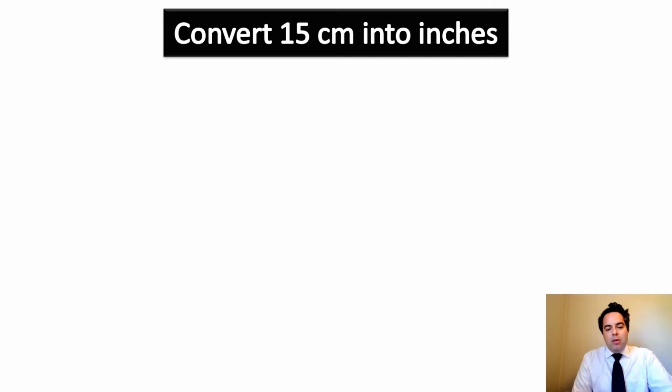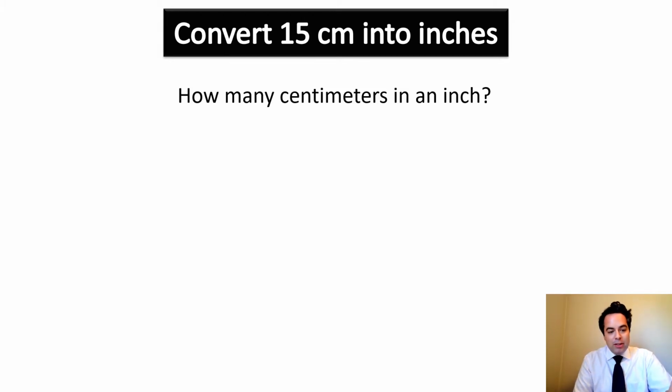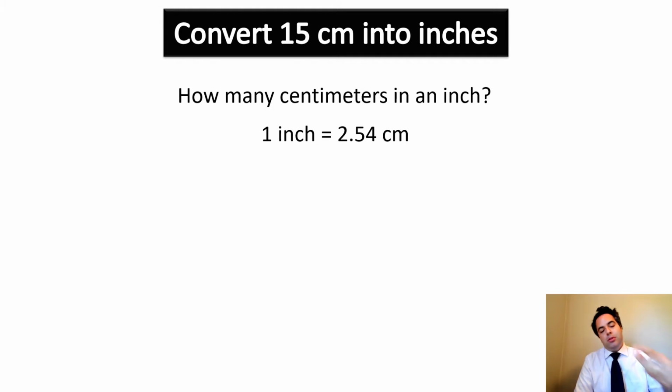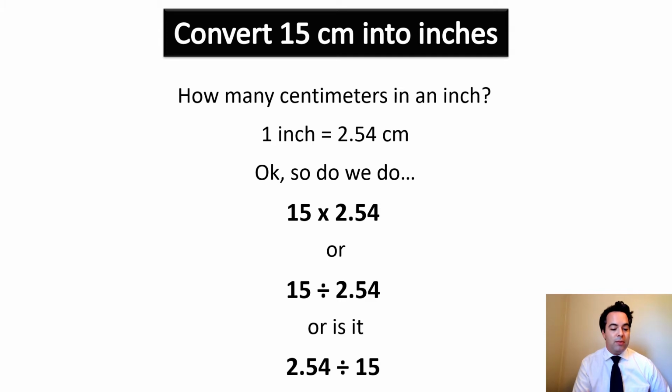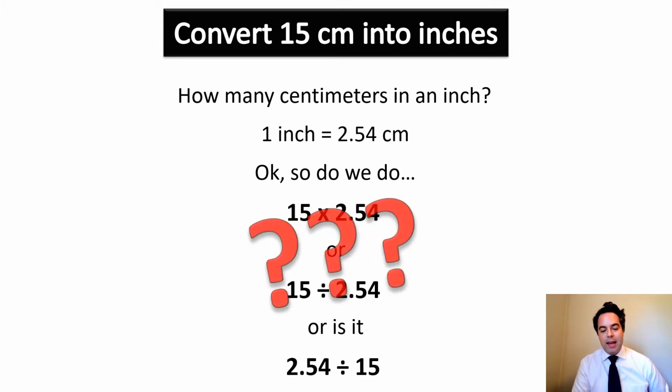So the acronym method, all fine and dandy, but what if you wanted to convert something like 15 centimeters into inches? You can't, there's no decimal moving around for that. So you need to know how many of one thing is equal to the other. 1 inch is equal to 2.54 centimeters. So that's cool, but do you multiply them? Do you divide 15 divided by 2.54 or 2.54 divided by 15? You don't have to guess.